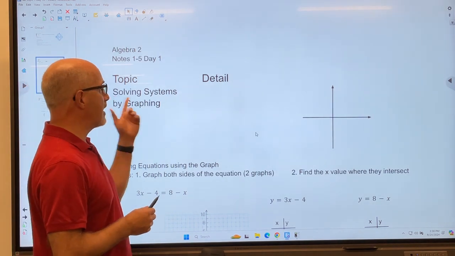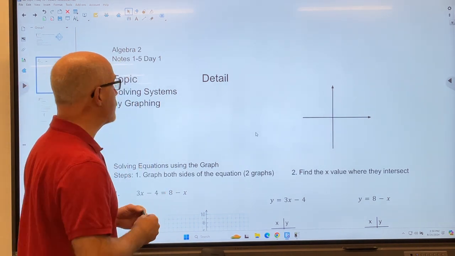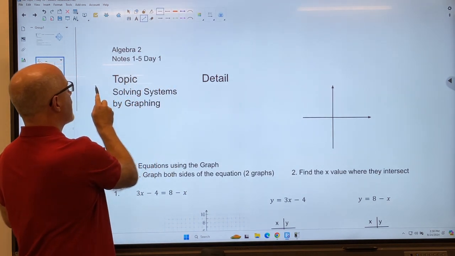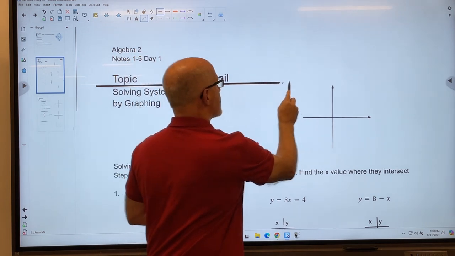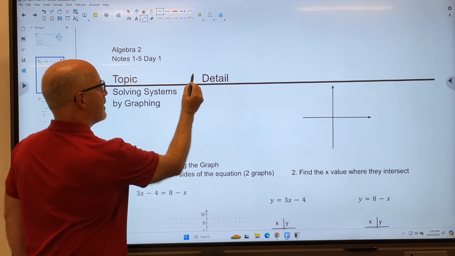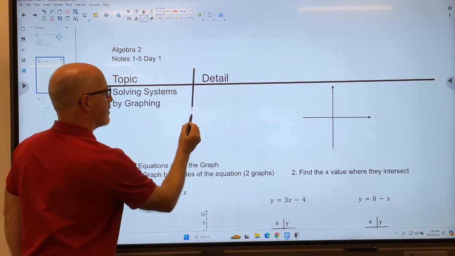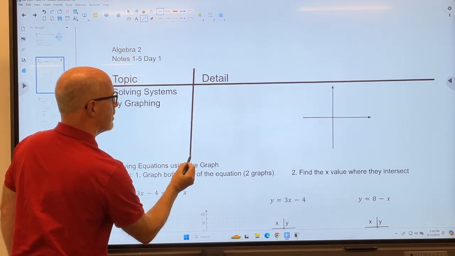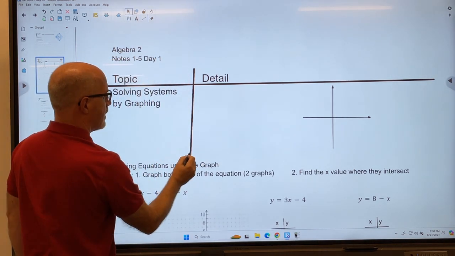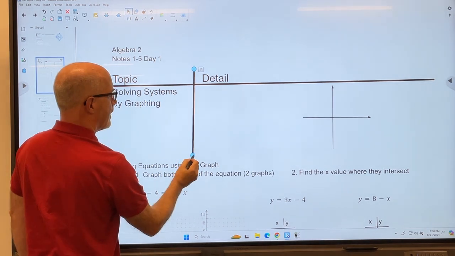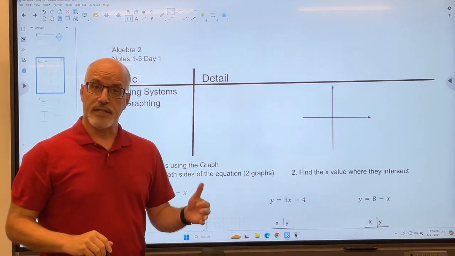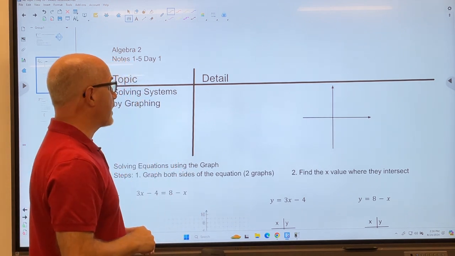So first of all, let's set up our two-column notes, our Cornell notes. We're going to draw a line underneath the topic to set this up. We're going to draw a line down here. Now this doesn't go very far. Notes will be a little shorter today, and instead we're going to be doing a lot of examples to help illustrate what we're working on.